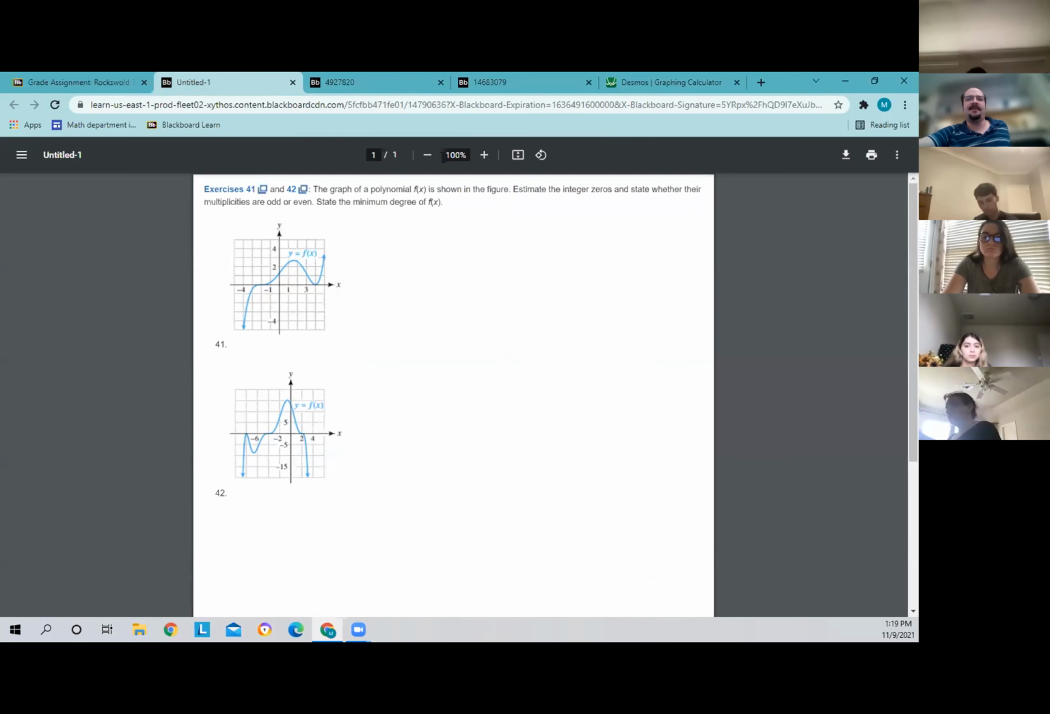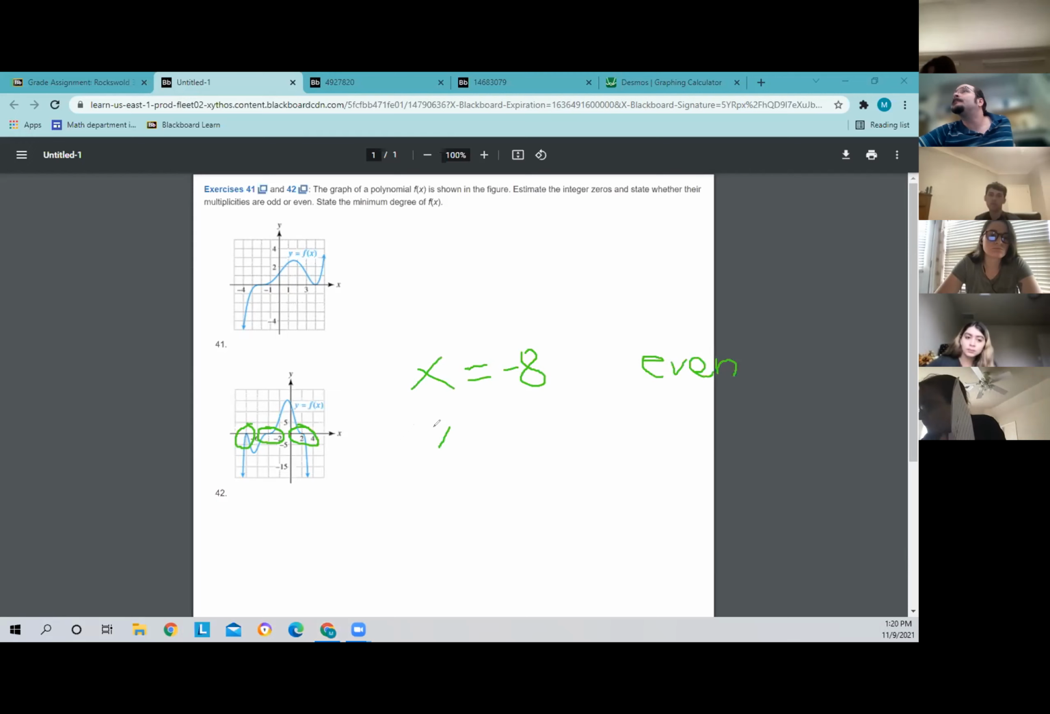So maybe I could point out, this one would be what? An even multiplicity. This one would be what? An odd multiplicity. This one would be an odd multiplicity. What are they going by? 2s. So I think we'll get one at -8 that is what? Even. So I know this one isn't one that they made us do, but I'll do it right quick.